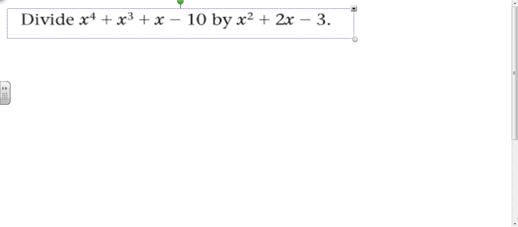Okay, so we've got one more to do. We're going to divide x power 4 plus x cubed plus x minus 10 by this thing here.